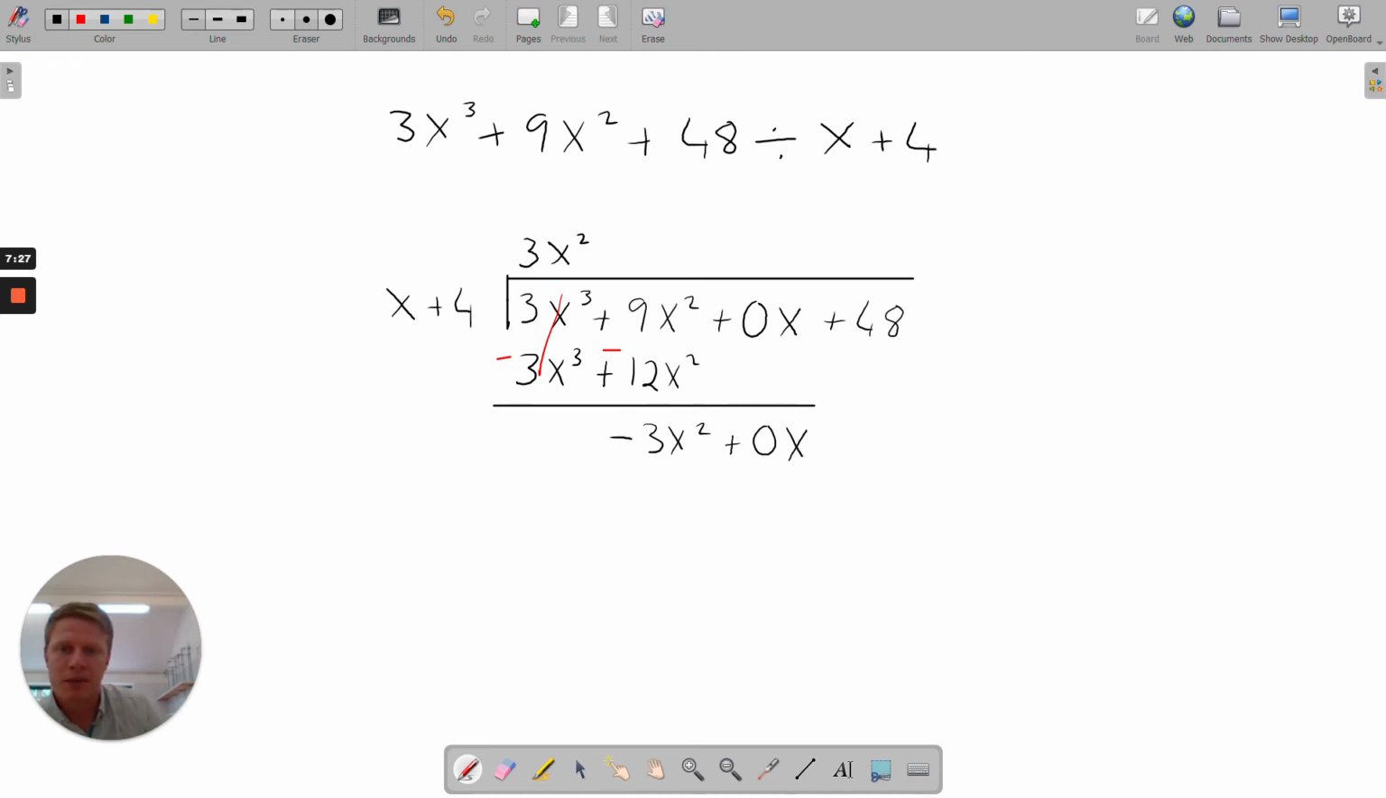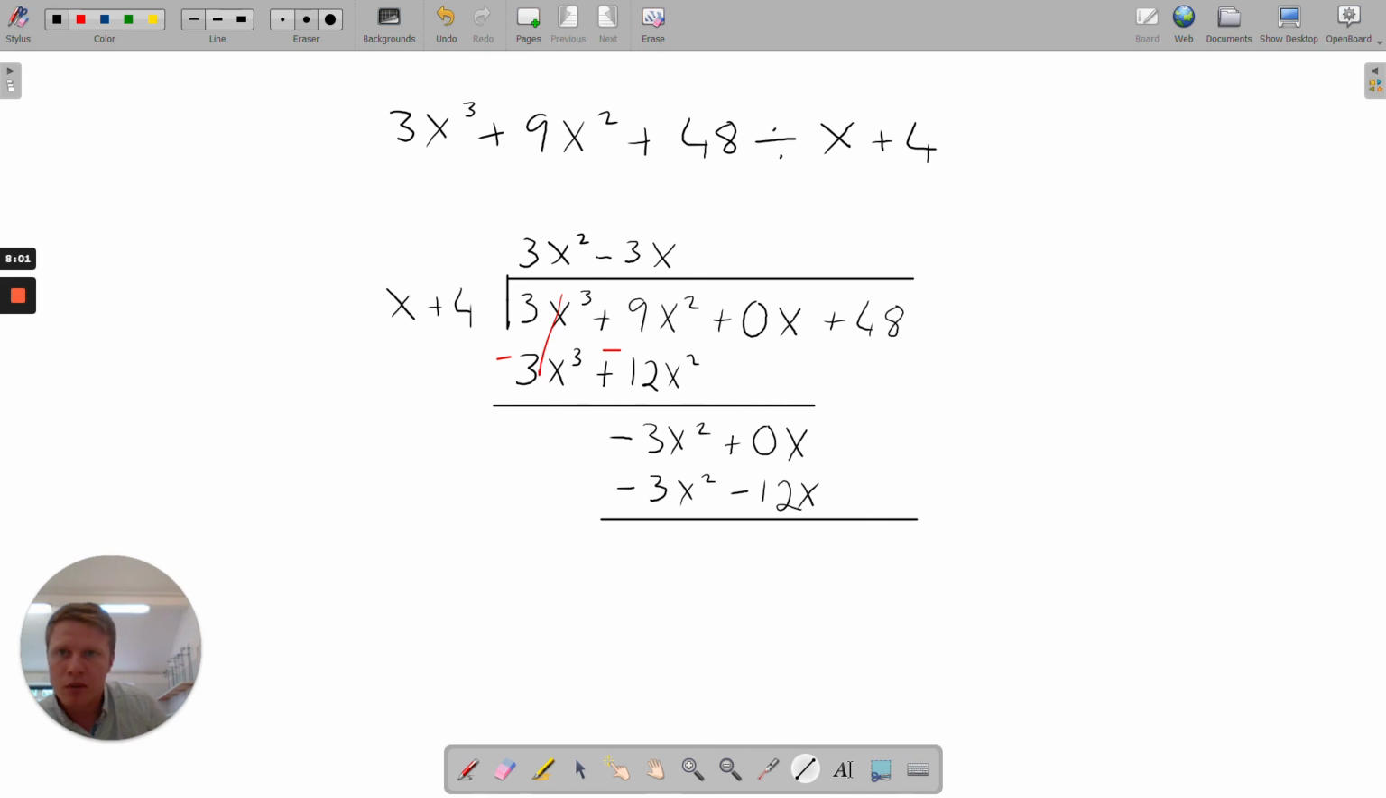And then we're going to do the same thing again. So x into minus 3x squared, that's going to give us minus 3x. Because if you multiply minus 3x by x, you're going to get minus 3x squared. So multiply it again. Minus 3x by x is going to give you minus 3x squared. And minus 3x by plus 4 is going to give you minus 12x. Put a line underneath this.